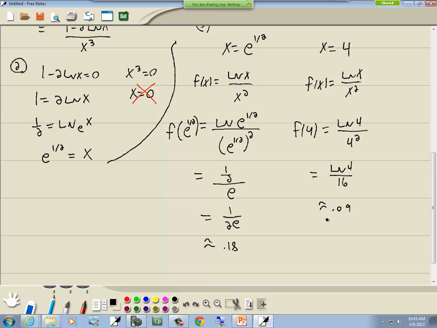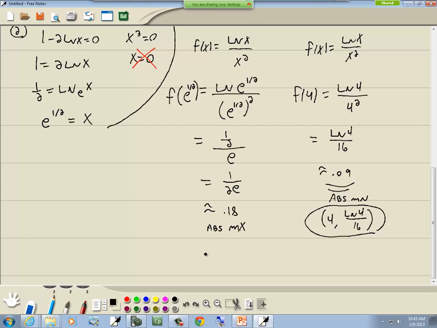Which means this is my lowest value, so this is my absolute min. And that occurs at 4, then natural log of 4 over 16. And this one is our absolute max. This is our larger one. And it occurs at e to the 1/2. And then 1 over 2e. And those would be our answers.